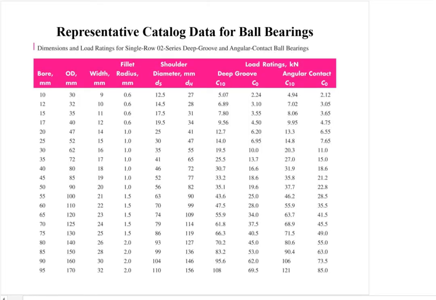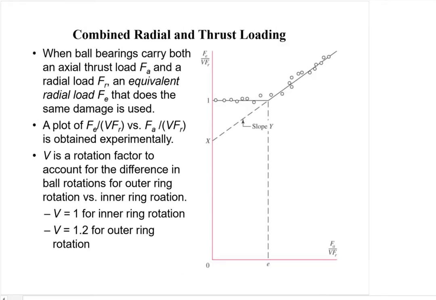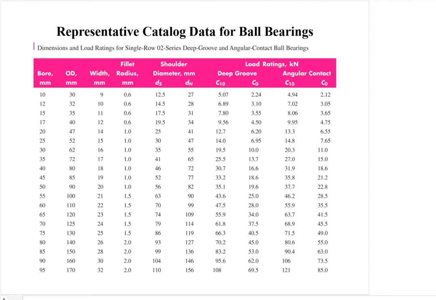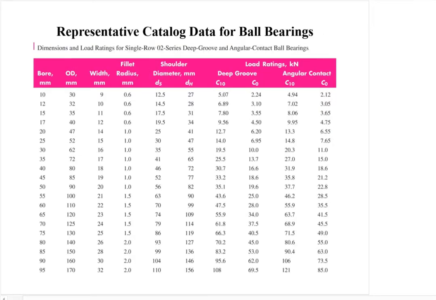There are some representative catalog data type charts for ball bearings. That's on the next two slides, I guess. These ones are both in millimeters. I've never actually used a book-based catalog.